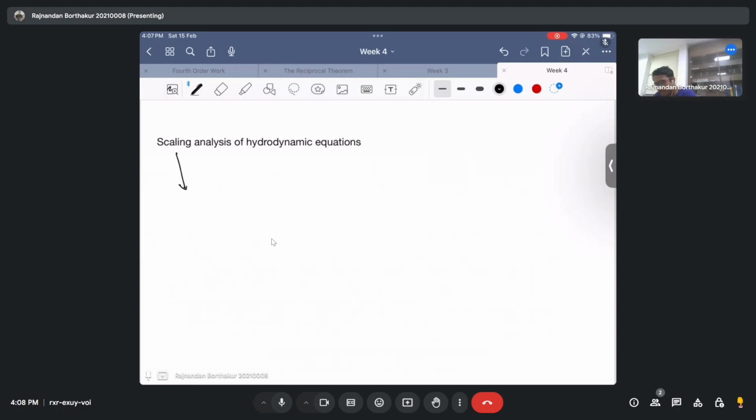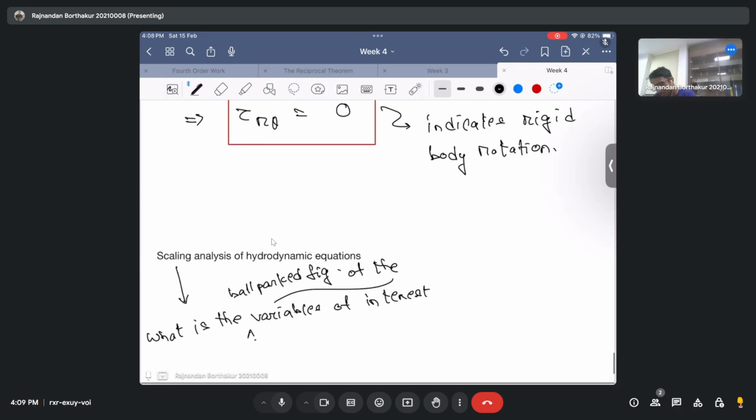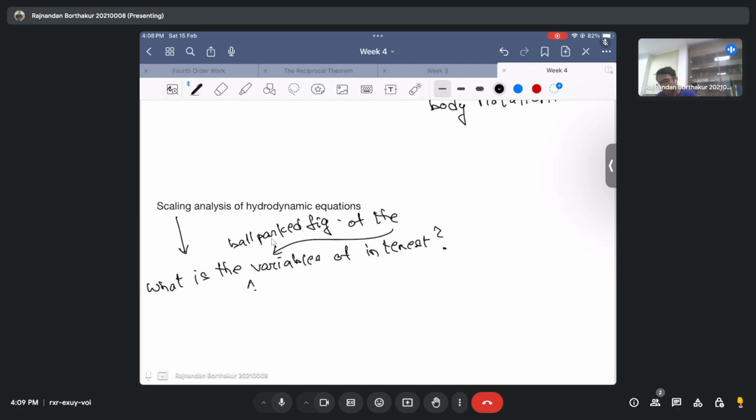So when I mean scaling, it means what is the ballpark figure of the variables of interest. This is something that I want to question.